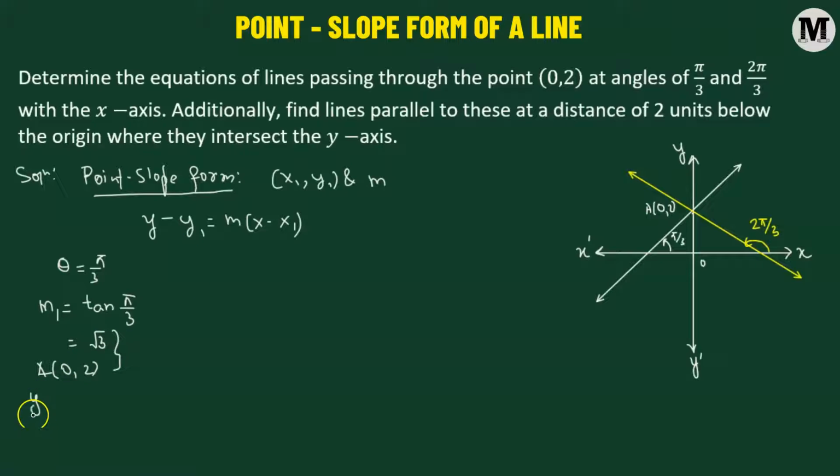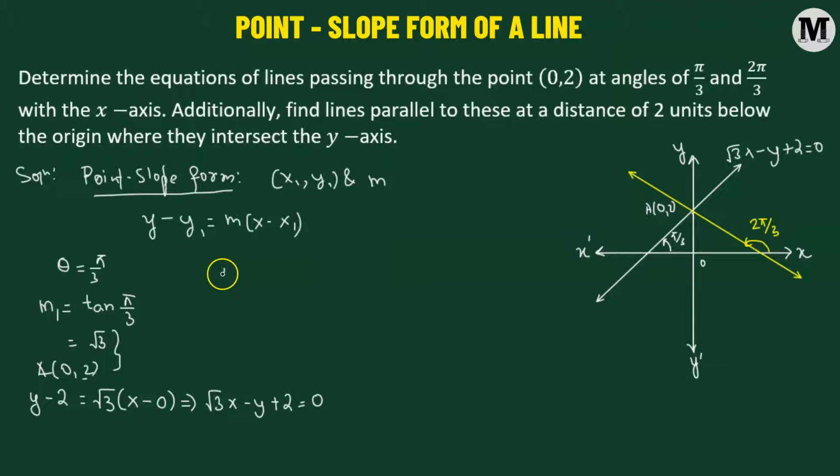So here we will get y minus y1, where y1 corresponds to the y coordinate of point A, so that's simply 2. This will be equal to the slope, which is square root of 3, multiplied by x minus x1, where x1 equals 0. When we rearrange the terms, we get the equation square root of 3 x minus y plus 2 equals 0. So this is going to be the equation of the line. Let's write it down: square root of 3 x minus y plus 2 equals 0.